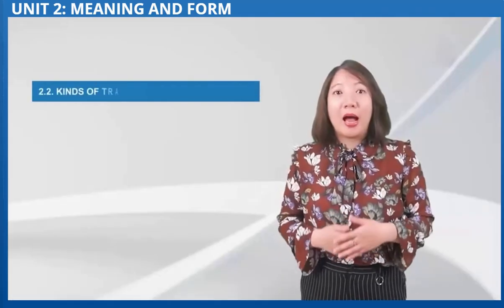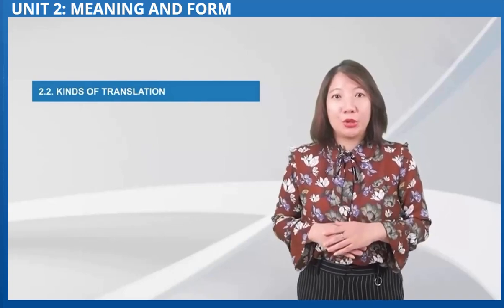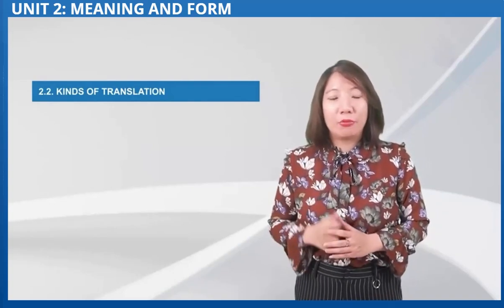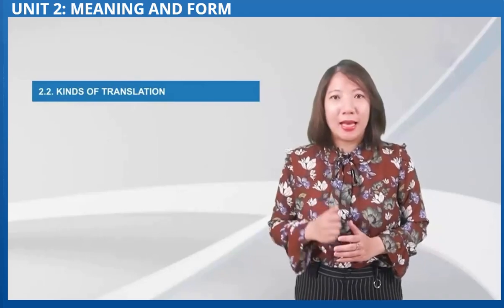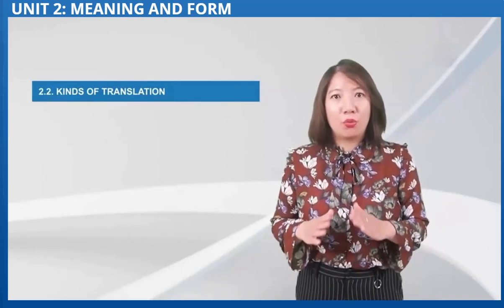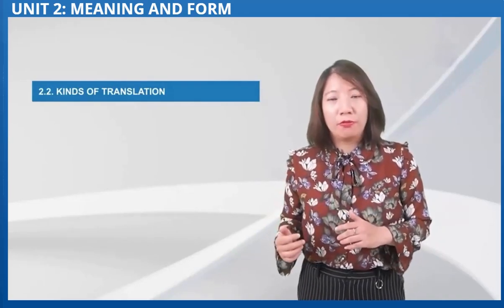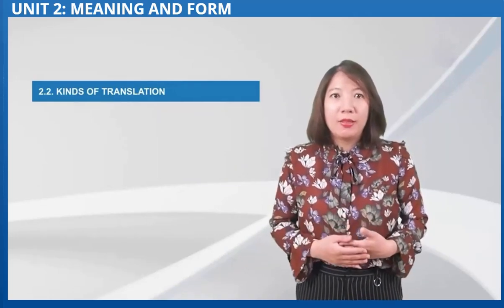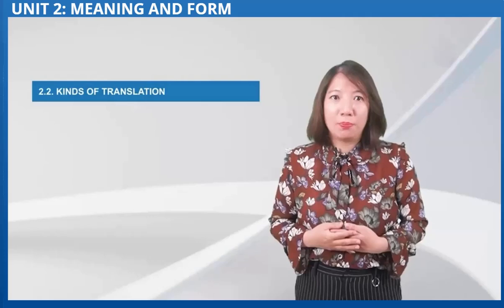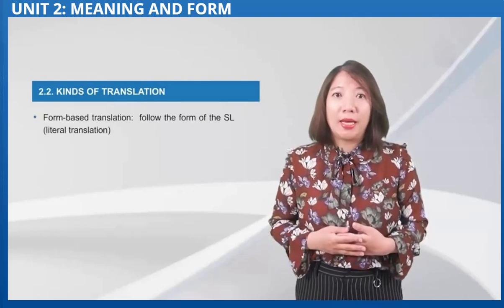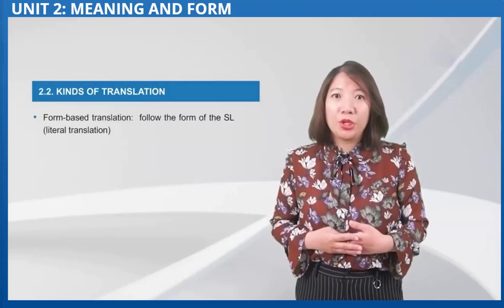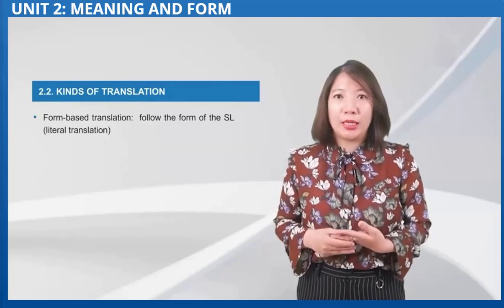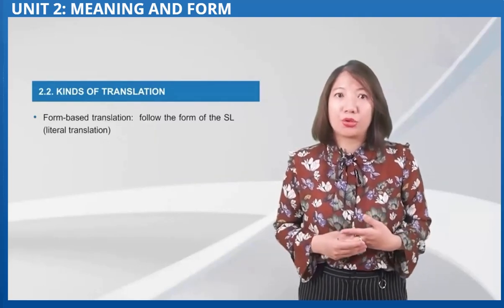So far, we have discussed the relationship between form and meaning. And one thing that we should remember is that there is no one-to-one correlation between form and meaning. So based on the relationship, there are two kinds of translation. The first one is form-based translation, which follows the form of the source language and which is also known as literal translation.